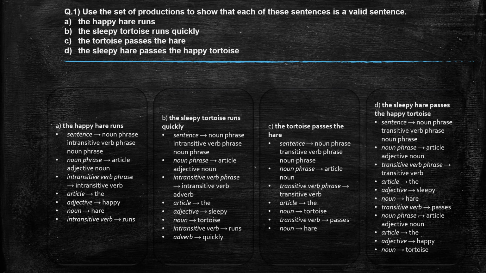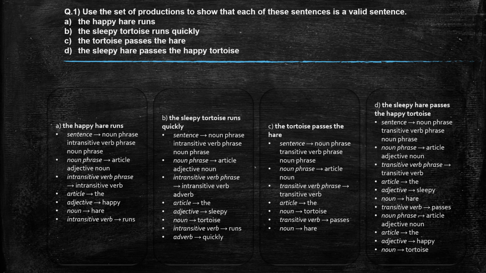A. The happy hare runs. Sentence is noun phrase, intransitive verb phrase. Noun phrase is article, adjective, noun. Intransitive verb phrase is intransitive verb. Article is the, adjective is happy, noun is hare and the intransitive verb is runs. B. The sleepy tortoise runs quickly.